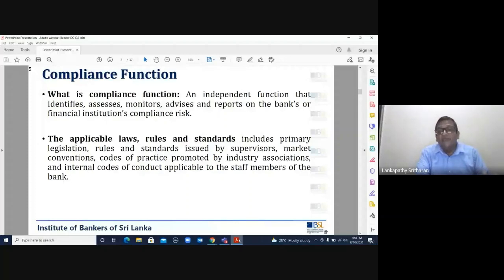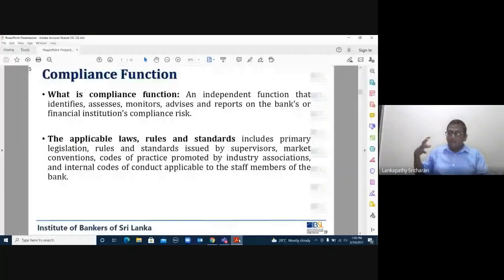And the market conventions. So the market discipline, or some market participants getting together, there may be some conventions which may be included. And code of best practices promoted by industry association. So for example, if it is finance companies, finance houses or banking institutions, there may be a bankers association. They may have some code of best practices promoted by the industry association. So those will be applicable.